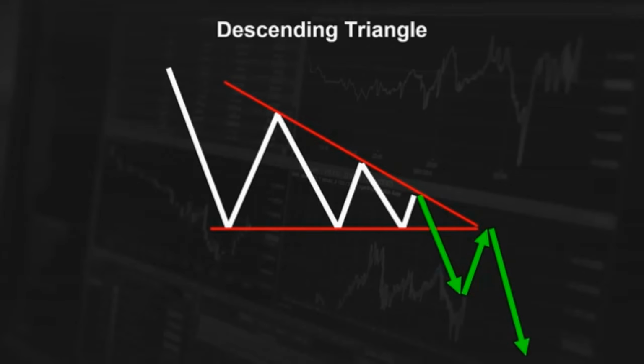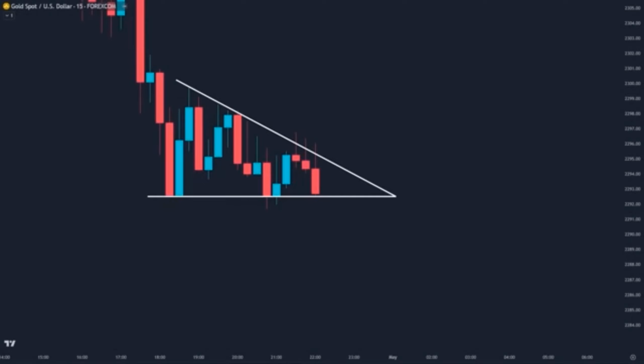The price typically breaks below the support level, confirming a bearish breakout. It often appears during a downtrend, acting as a continuation pattern before further declines. It suggests that selling pressure is increasing, and once support is broken, bears take full control.